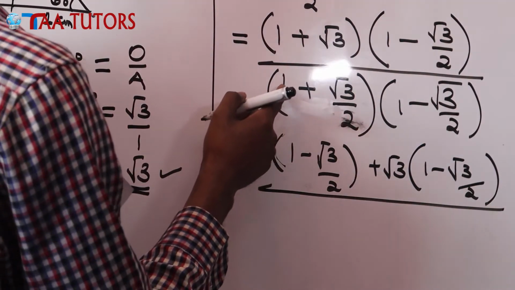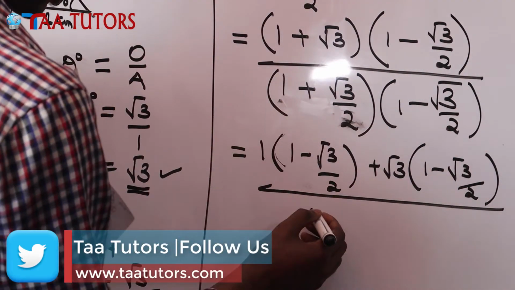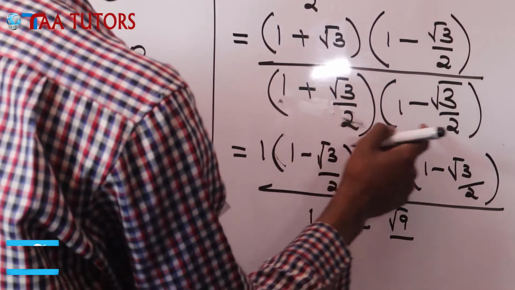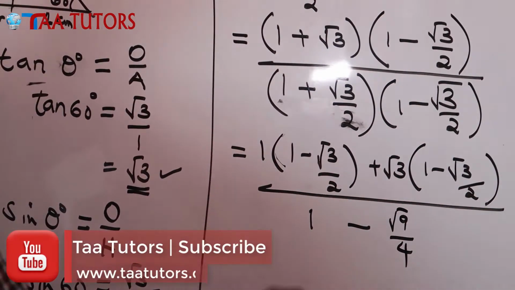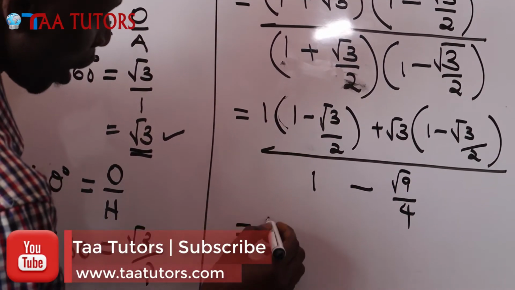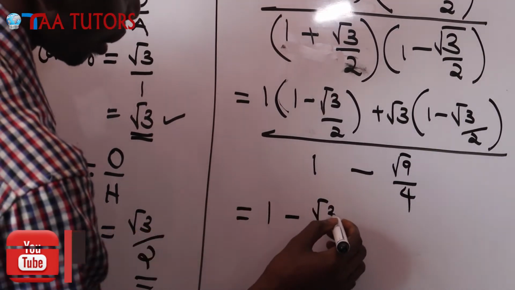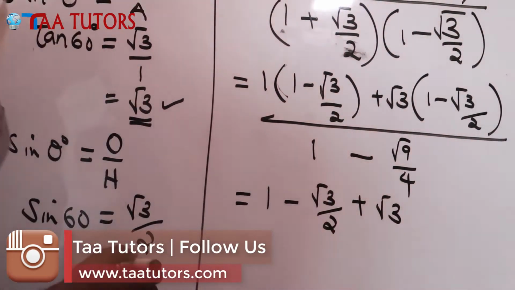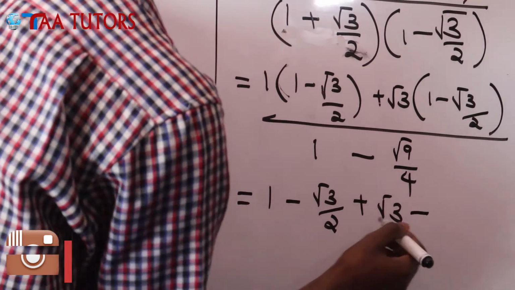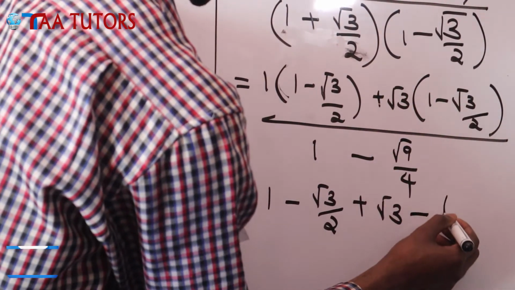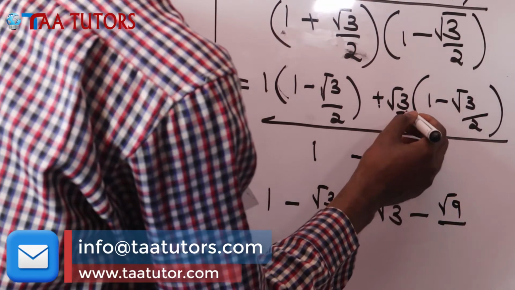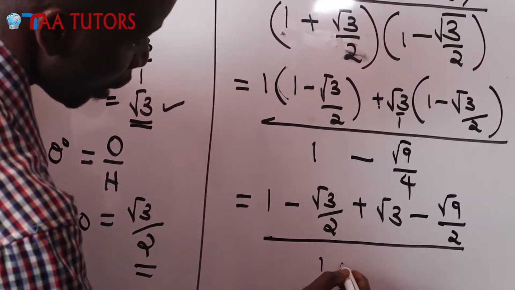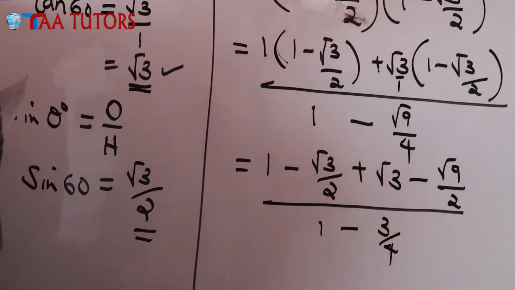we know that this one is a difference of two squares, so 1 times 1 is 1, minus √3 times √3 is √9 over 2 times 2 is 4. So this is 1 minus √3 over 2 plus √3, √3 times 1, then minus √3 times √3 is √9 over, you assume this is 1 here, so 1 times 2 is 2. Everything divided by 1 minus 3 over 4.